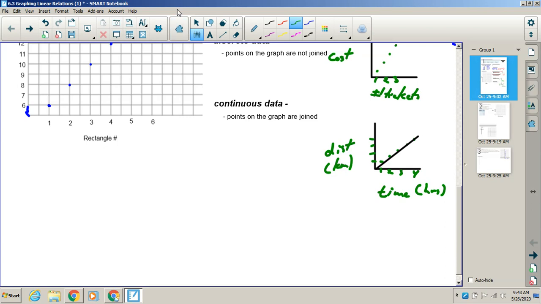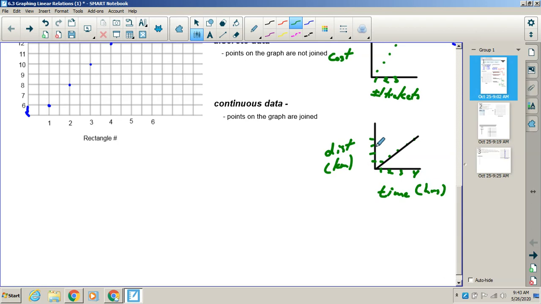And again, the reason I would is because in this case, I can travel for parts of time. I can travel for 1.5 hours, 1 hour and 3/4. I can cover parts of a kilometer. I can travel 50 kilometers, 55 kilometers, 53.7 kilometers, whatever it is. So I would join the points on continuous data because there is information in between the points.